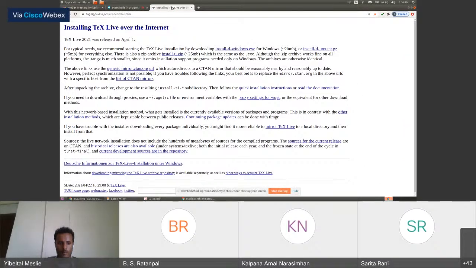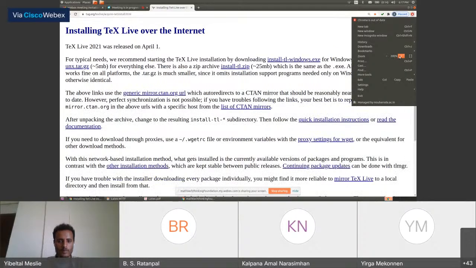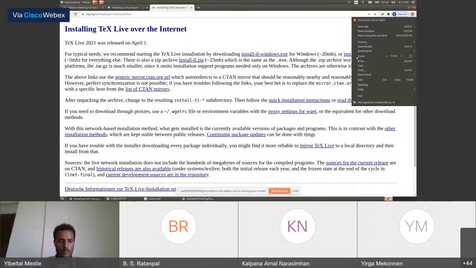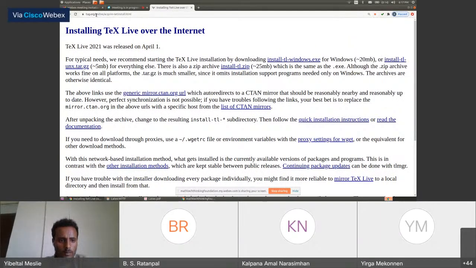If you are using Windows, and most of you are using the Windows operating system, you may write this link: tug.org/texlive/acquire. Is it visible or shall I zoom it? Yeah, I would zoom it. It is zooming this one, but not the reference. Okay, so is it visible? tug.org/texlive/acquire-net-install.html.